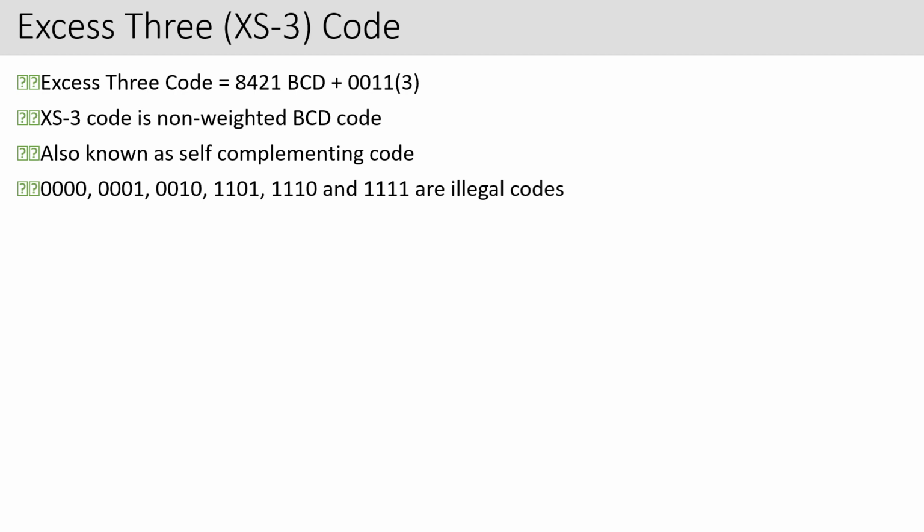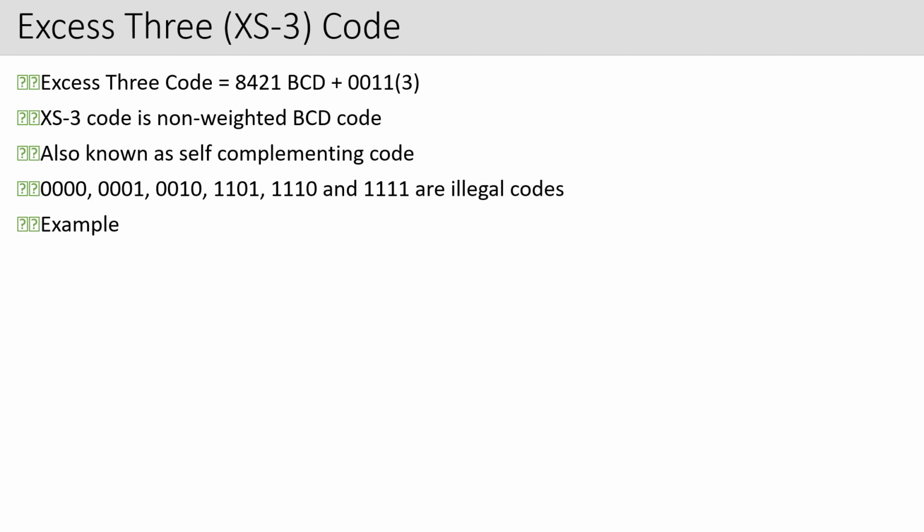If you talk about the XS3 code, it is a non-weighted BCD code. Always remember that. The natural BCD code is a weighted code, but the XS3 code is a non-weighted BCD code. It is also known as a self-complementing code. There are certain illegal codes associated with it.